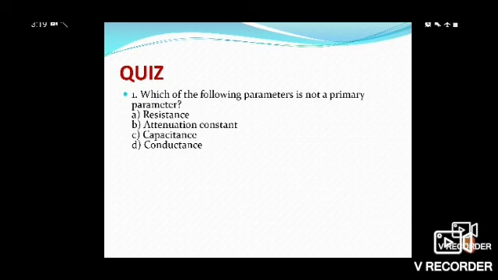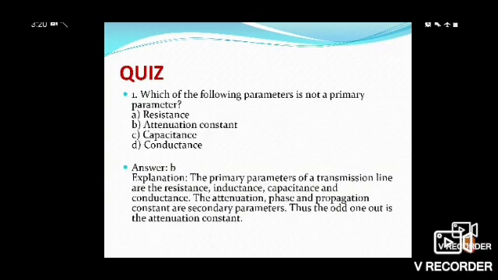Which of the following parameters is not a primary parameter? The first one is resistance, the second is attenuation constant, the third is capacitance, and the fourth is conductance. The answer is B, attenuation constant. The primary parameters of transmission lines are resistance, inductance, capacitance, and conductance. The attenuation, phase and propagation constants are called secondary parameters. So the odd one is attenuation constant. This is the correct answer.